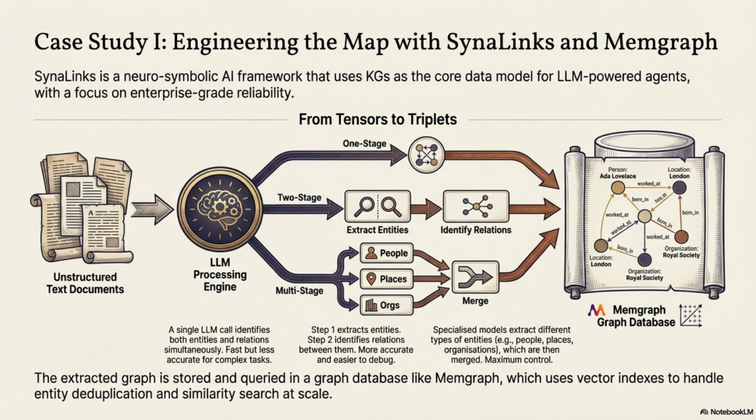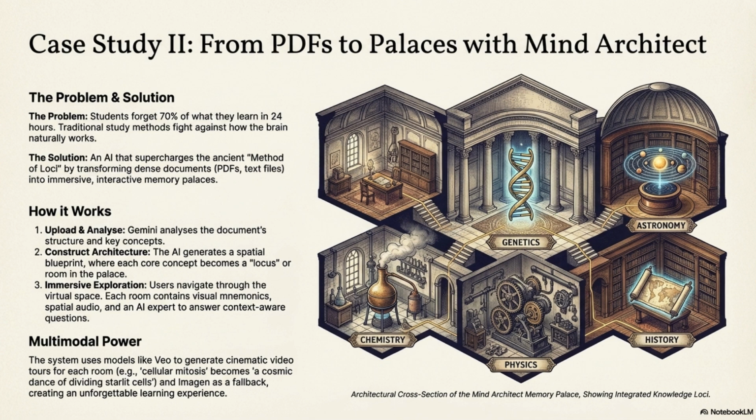But here's where the geometry comes in. MemGraph uses advanced vector indexes. So instead of a brittle keyword search, it does a similarity search based on spatial proximity. If an agent is looking for project management, but the document said program coordination, the vector index, having mapped both concepts close together, finds the connection instantly. That makes the LLM much more robust, less prone to hallucination because it's grounded in this structured geometric map.